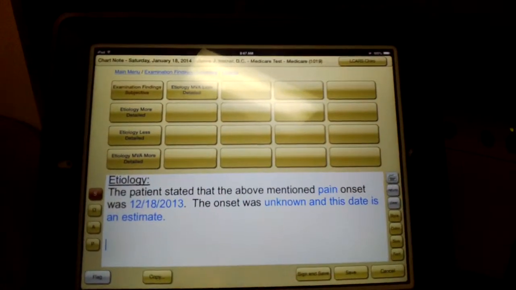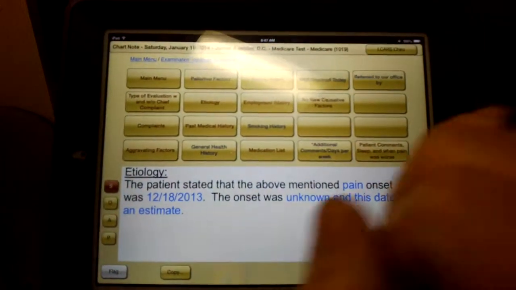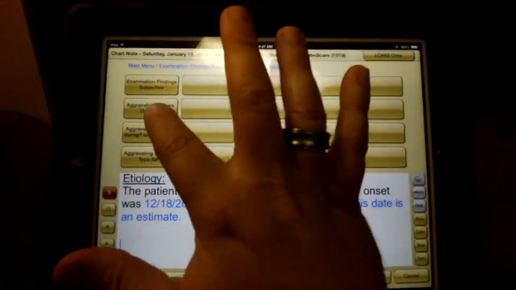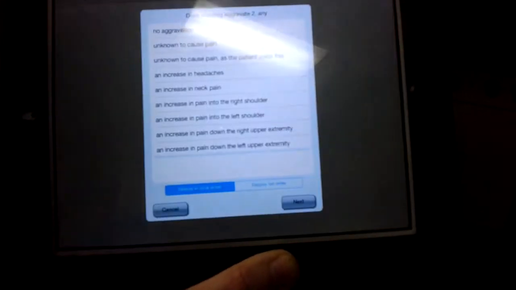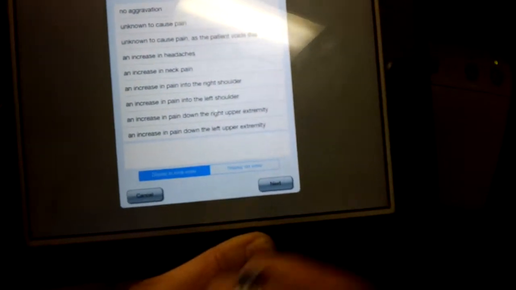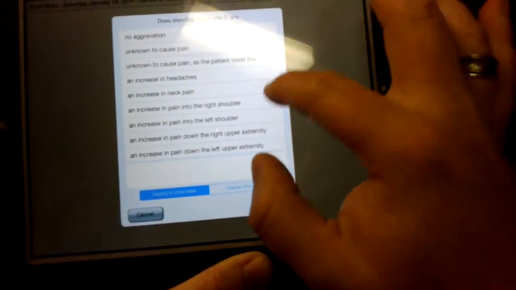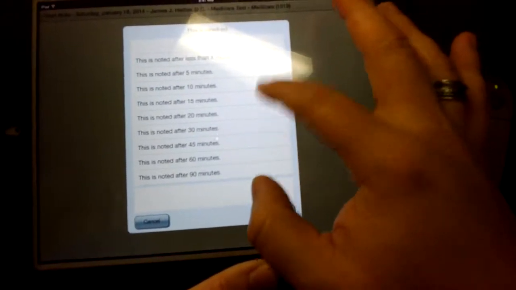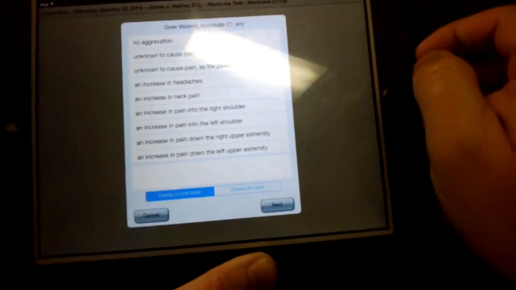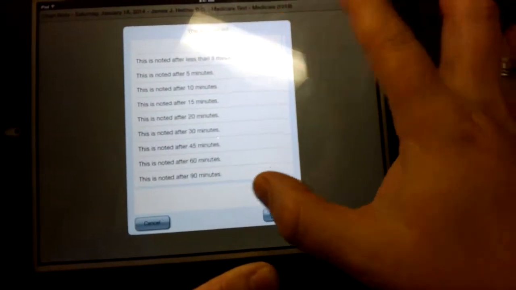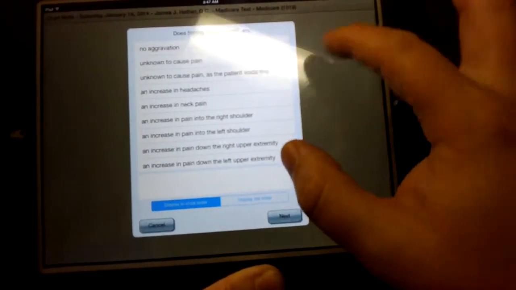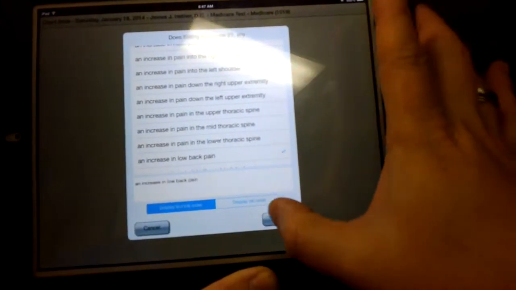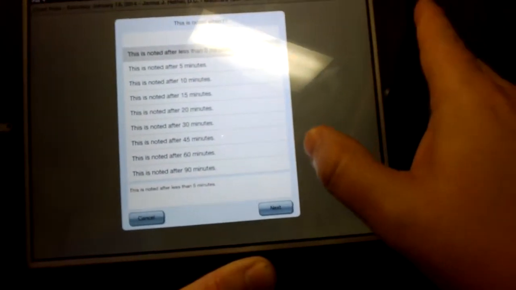Let's talk about things that make things worse or make things better for this patient. We're going to go over aggravating factors, and detailed aggravating factors. From there, we're going to say, does standing bother it? Standing does bother. Bothers what? Bothers low back pain, and this is noted in 20 minutes. We can say that walking does not bother it. Actually, walking makes it feel better, so we're going to skip that one. But sitting does bother us. We'll go back to low back pain. Sitting bothers less than 5 minutes.